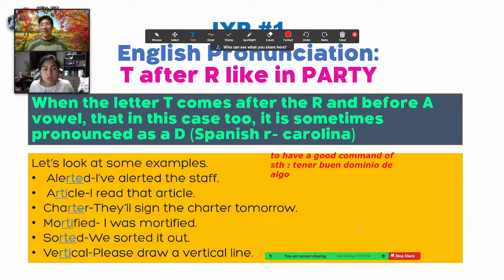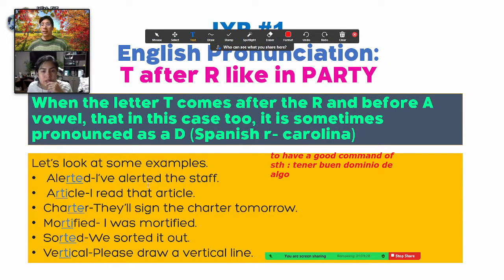When the letter T comes after the R and before a vowel sound, it is sometimes pronounced like R. So we have alerted. You say alerted, alerted. For example, I have the sentence, I've alerted the staff. Can you read it by using the rule? I've alerted the staff. Read the second sentence.